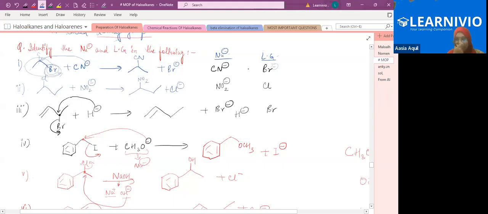Okay, similarly the second one, NO2. NO2 will have the negative charge, right? Means it is a nucleophile. And what is the substrate over here?